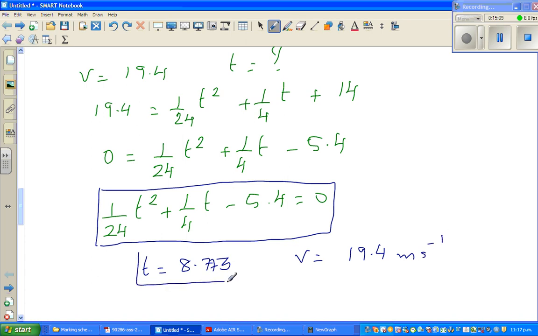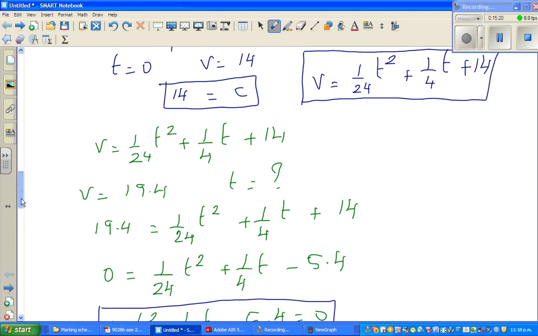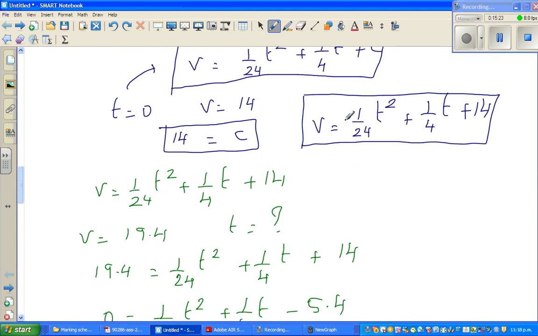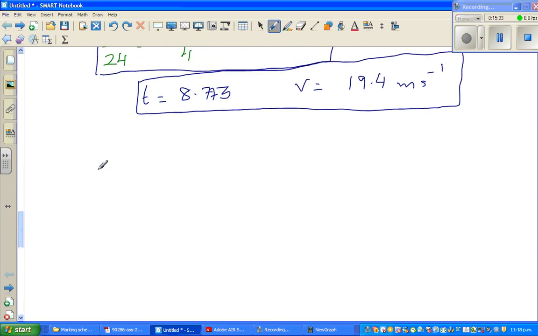So basically, if you want to find distance, we can integrate this velocity function. If you use a definite integration between 0 to 8.773, that will give you the distance. So let us use that. So S would be the definite integration between 0 to 8.773 of v dt. When you integrate velocity, you get distance. And if you do the definite integration between 0 to 8.773, that will give you the distance that is covered.